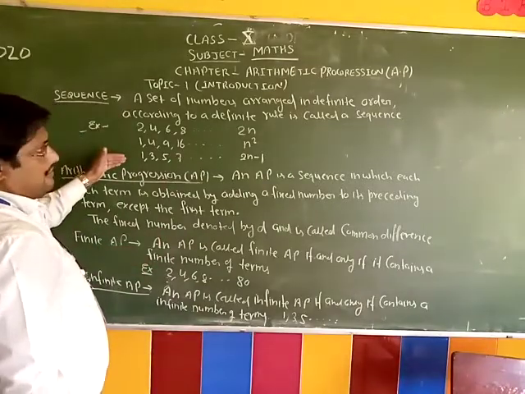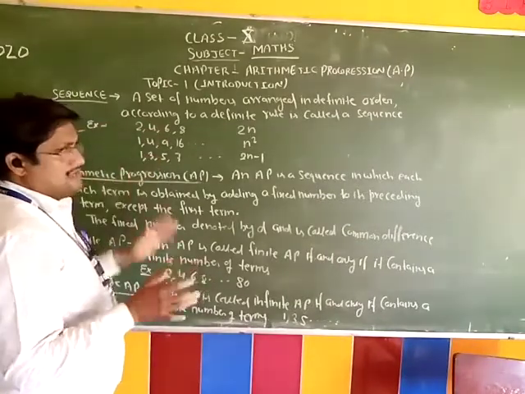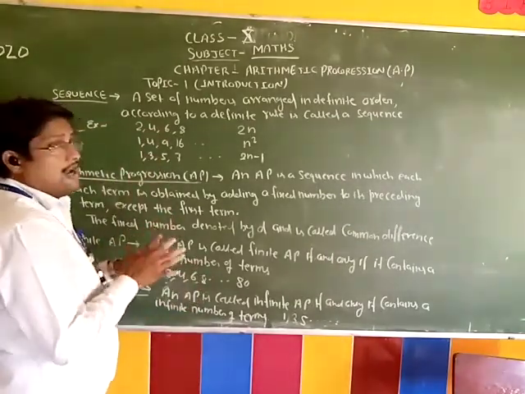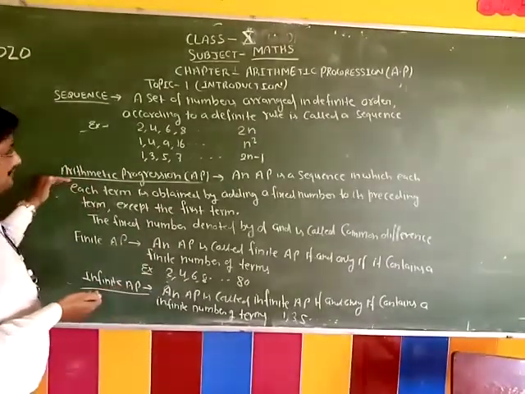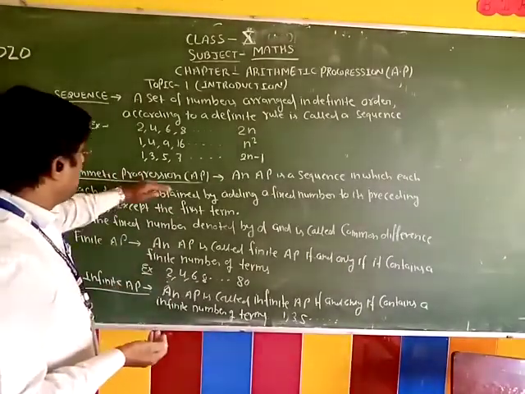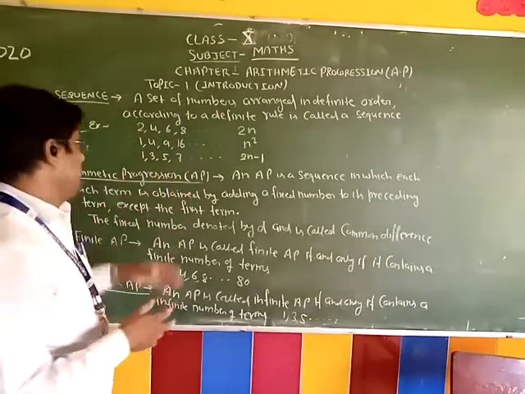So these are sequences. A sequence means a group or set of numbers arranged in a definite order and a definite rule. Now let's explain the arithmetic progression. An arithmetic progression is also a sequence. It is a special type of sequence.